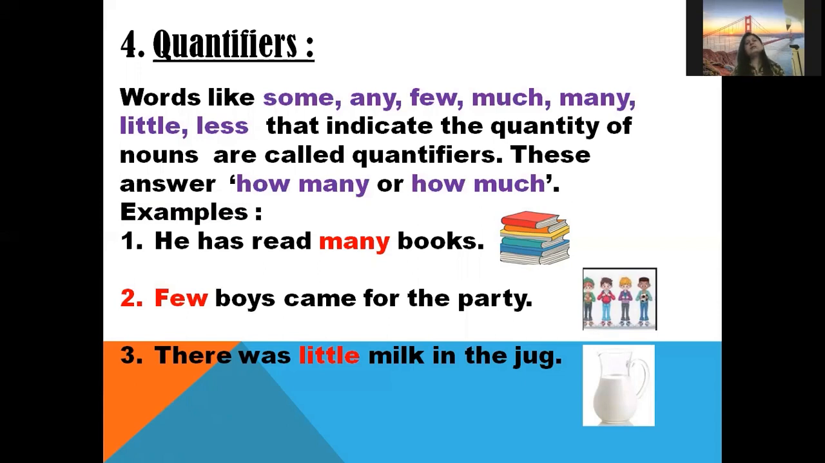Like see these examples. He has read many books. So how many books? Many books. Few boys came for the party. How many boys? Few boys. There was little milk in the jug. How much milk? Little milk. So these words, many, few, little, and the others like some, much, less, indicate the quantity or amount of the nouns and answer the question how many or how much. So these are called quantifiers. I hope quantifiers are clear.